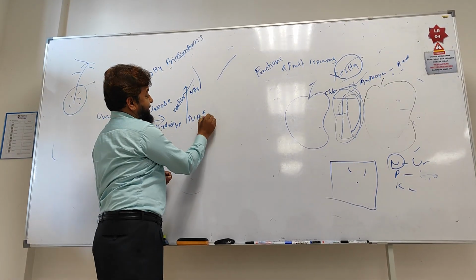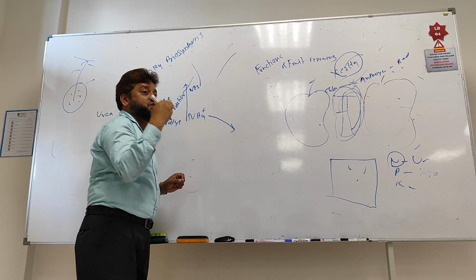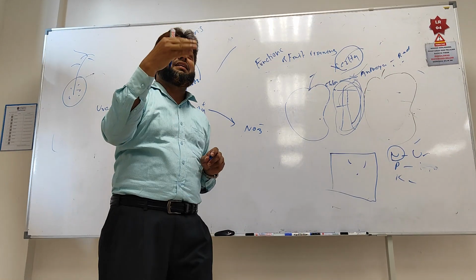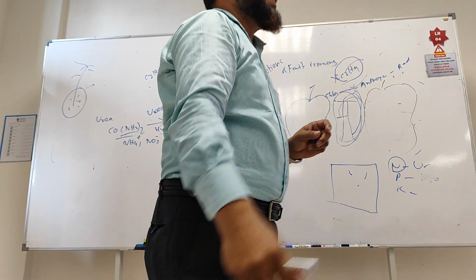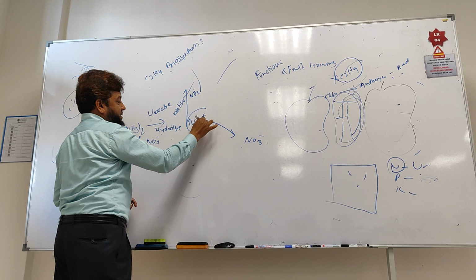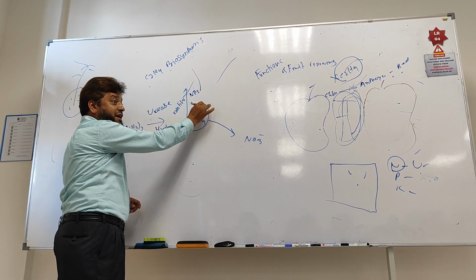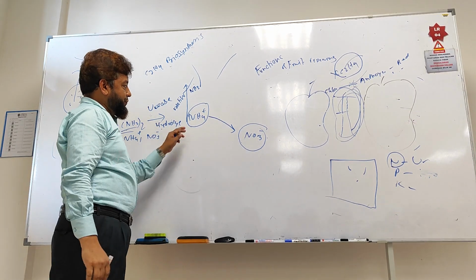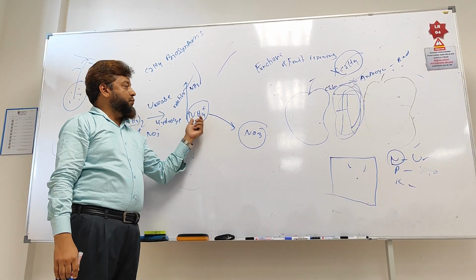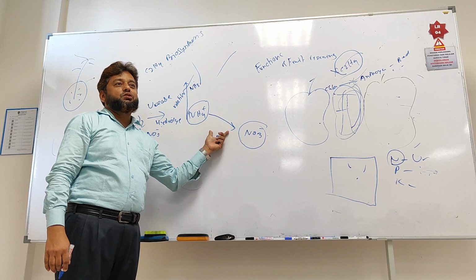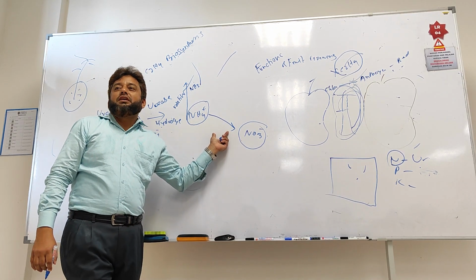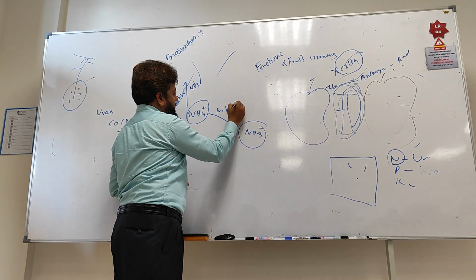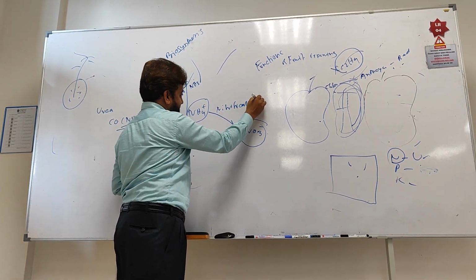This ammonia can also change into nitrate, so it means the plant can take nitrogen in two forms: ammonium and nitrate. This process we can call nitrification.